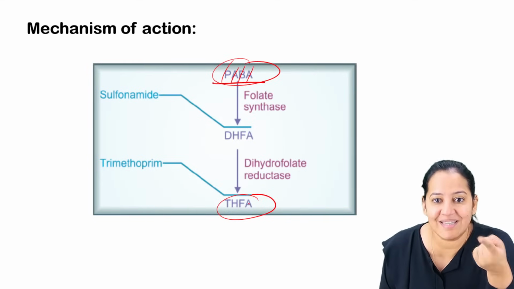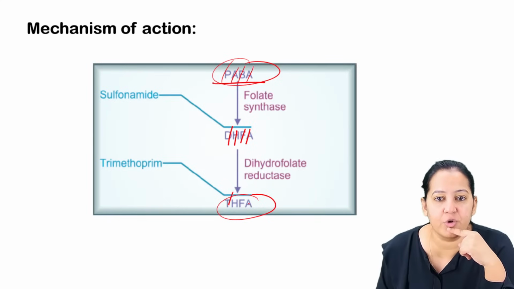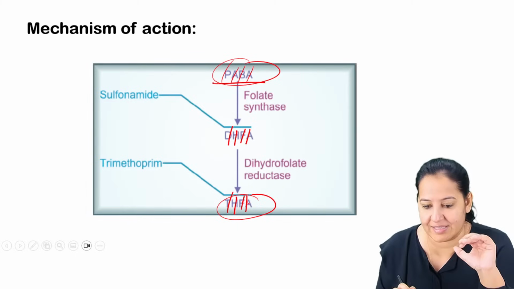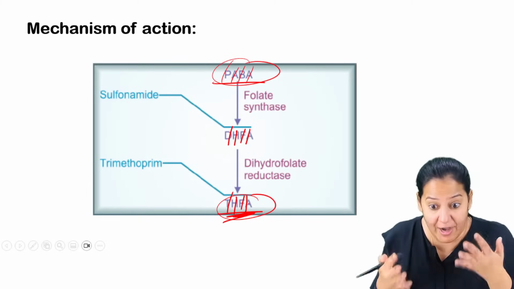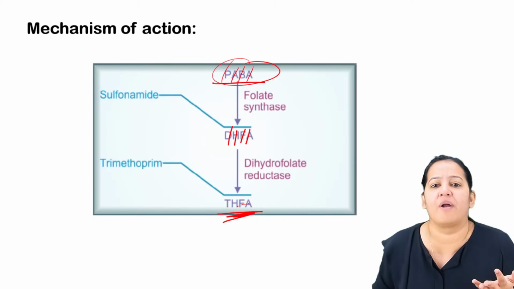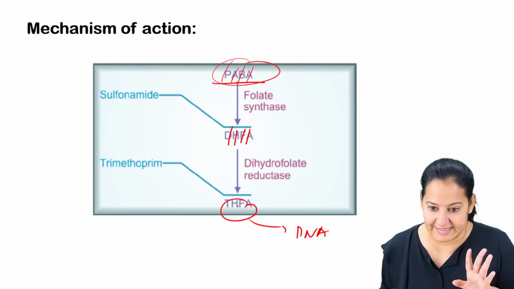Para-aminobenzoic acid gets converted into dihydrofolic acid, and dihydrofolic acid gets converted into tetrahydrofolic acid, which is the main folic acid. If I say folic acid, actually I'm talking about tetrahydrofolic acid. We lovingly call it folic acid. And this one is required for DNA synthesis.